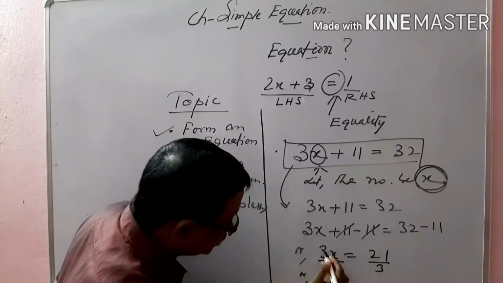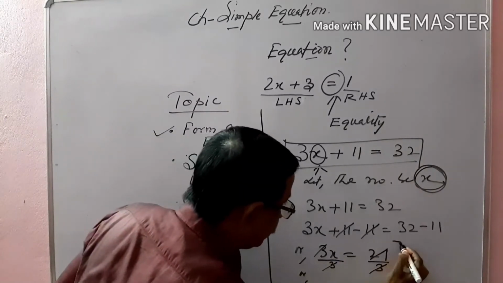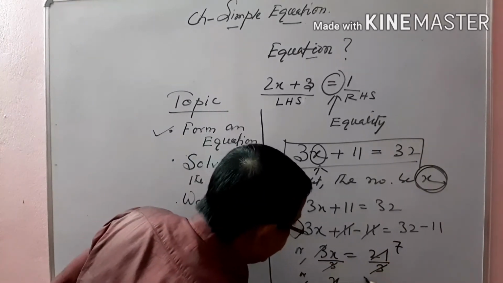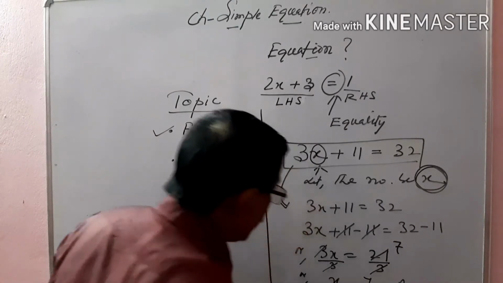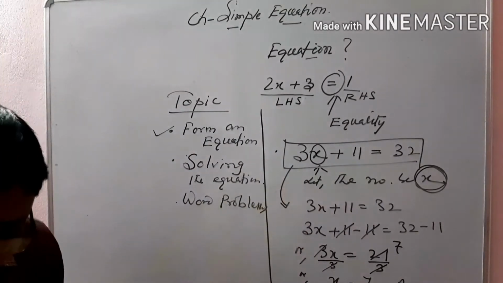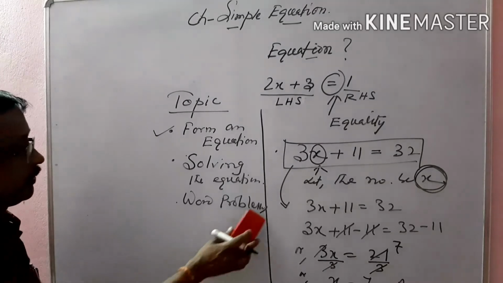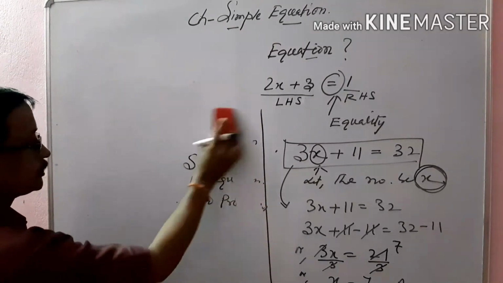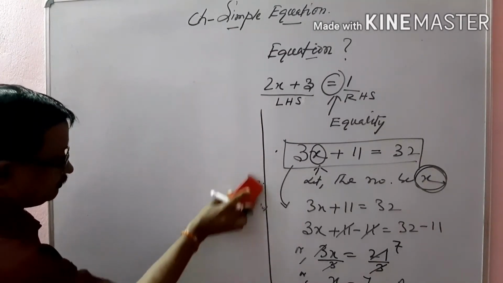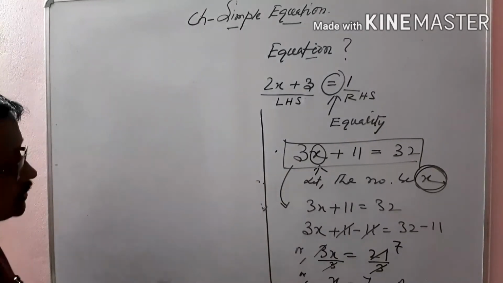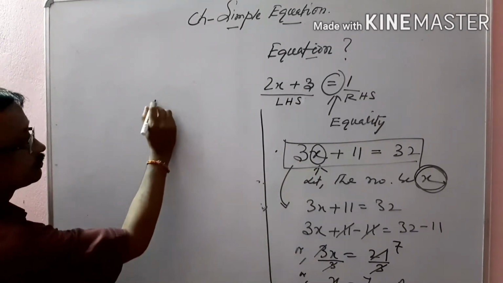So once you divide, 3 cancels and we get 7. The x is getting 7. This is one way to solve. But now I am showing another way. How do you solve this one? Another way to solve.